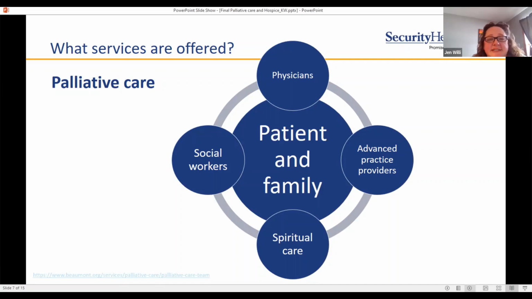You also have physicians. So these are the doctors that are involved with that person's care. It could be your primary care doctors. It could be the specialists involved with the care.